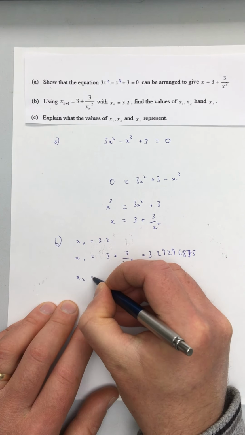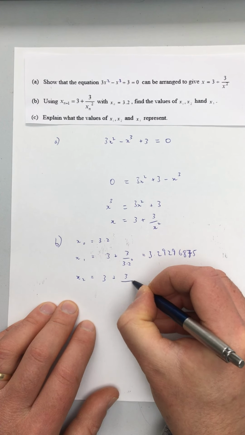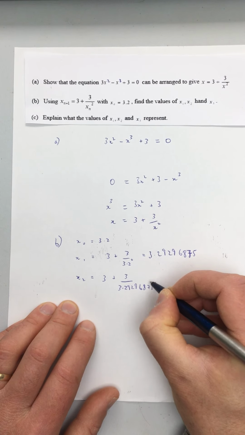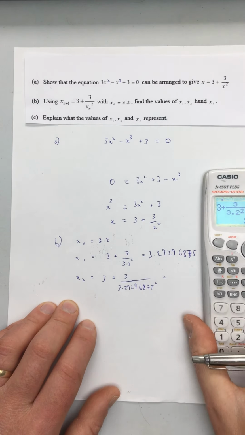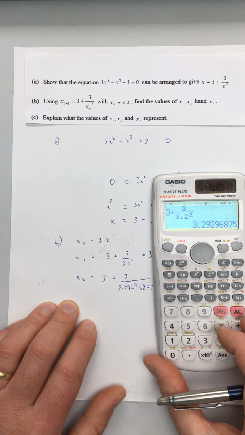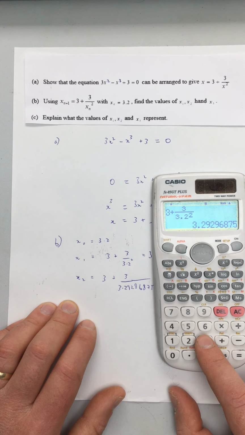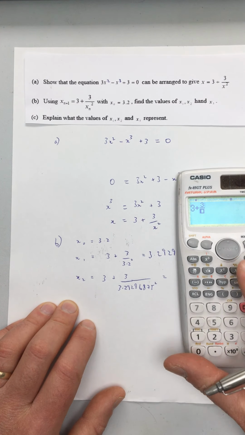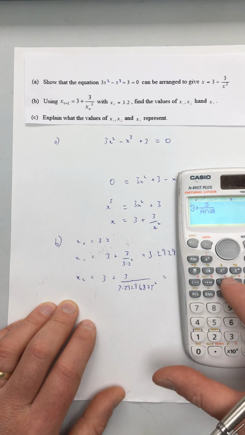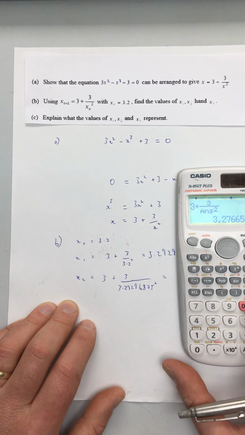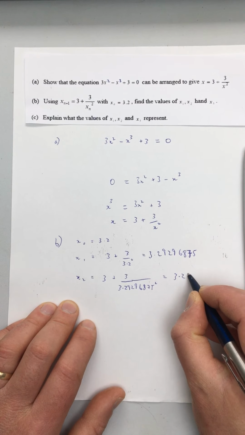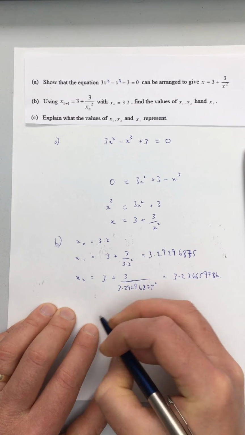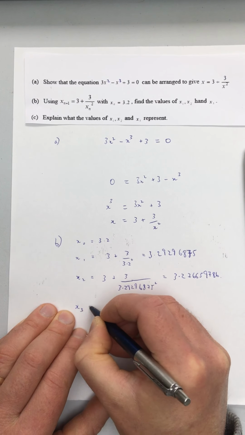So x2 is equal to 3 plus 3 over 3.29296875 squared. But I'm not going to type that into my calculator. I'm just going to use the answer button. So 3 plus 3 over answer squared. That'll give me the next one. So I've now got 3.2766599786. And then x3, we're going to substitute that one in.